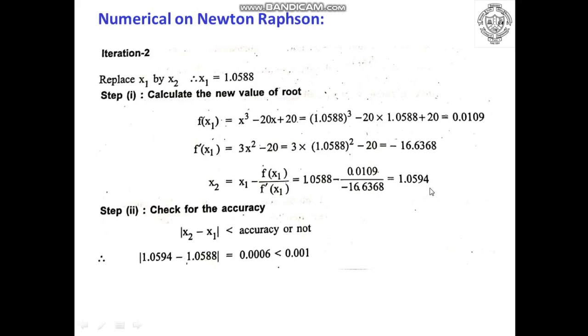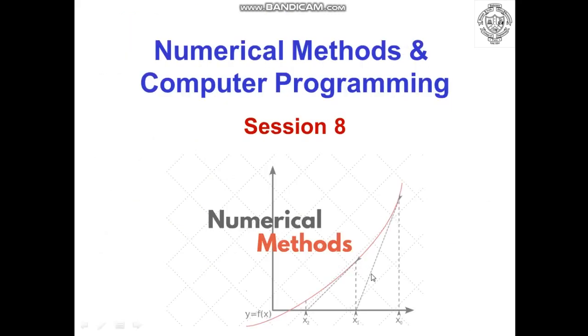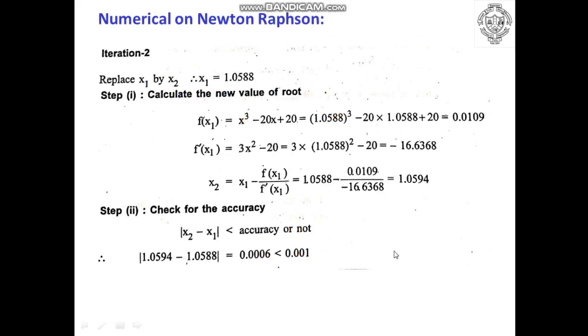1.0594. Okay, so in the next session we will try to explore another method, which is fixed point iteration method, also called successive approximation method, for finding out root of equation using open approach.